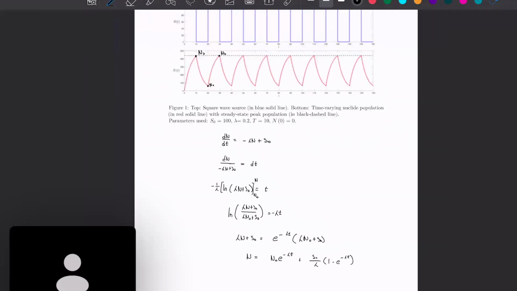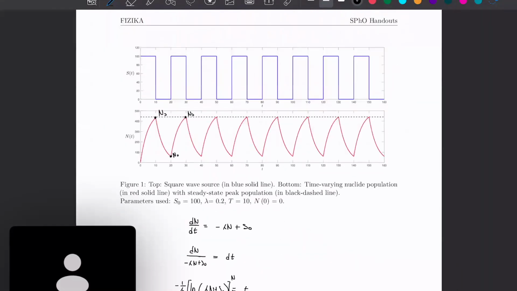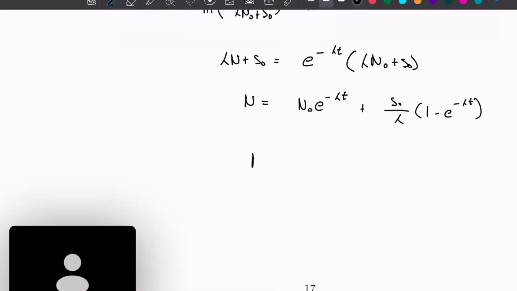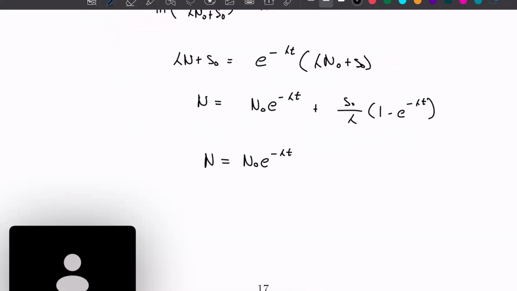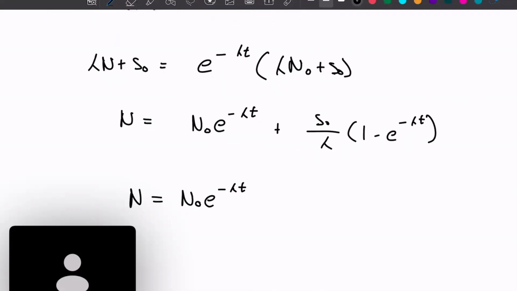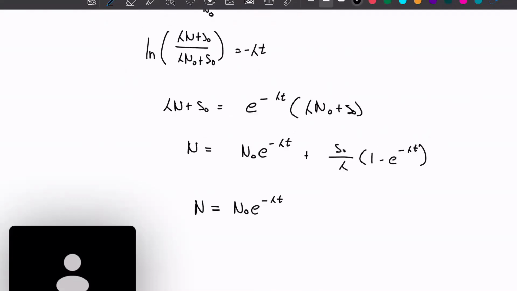Then if there's no source and it's just decay, then it's even more simple. It's just n equals n naught e to the power of minus lambda t, which we have derived before. And you can also sub in S naught equals 0, and you'll get the same thing, which is also quite nice. Okay, so this is when there is no production, and this is when there is production.